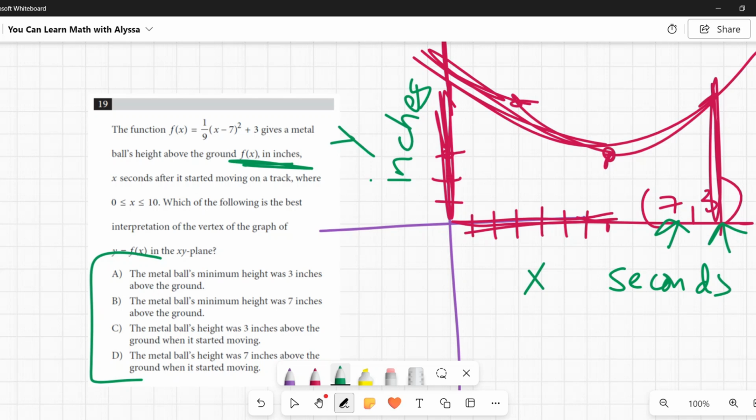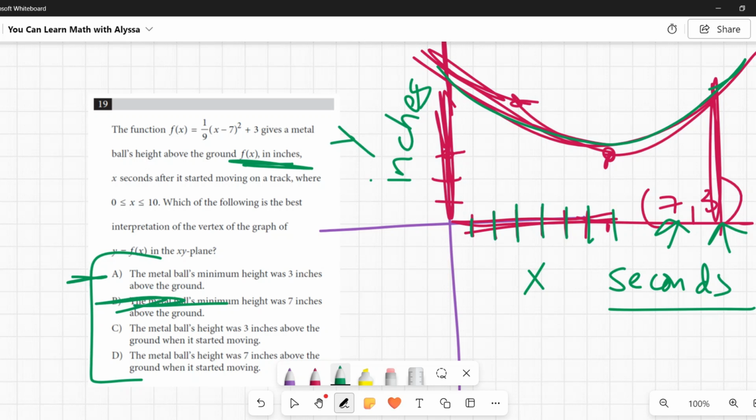Option A, the metal ball's minimum height was 3 inches above the ground. Yeah, that looks right, because it was going down and then it came up. This is a minimum point, and it was at 3, and we said that the y is inches. It's like, hey, A looks like our contender. B, the metal ball's minimum height was 7 inches above the ground. No, the 7 is how many seconds after it started rolling. It's our seconds, so no, B is not our option.